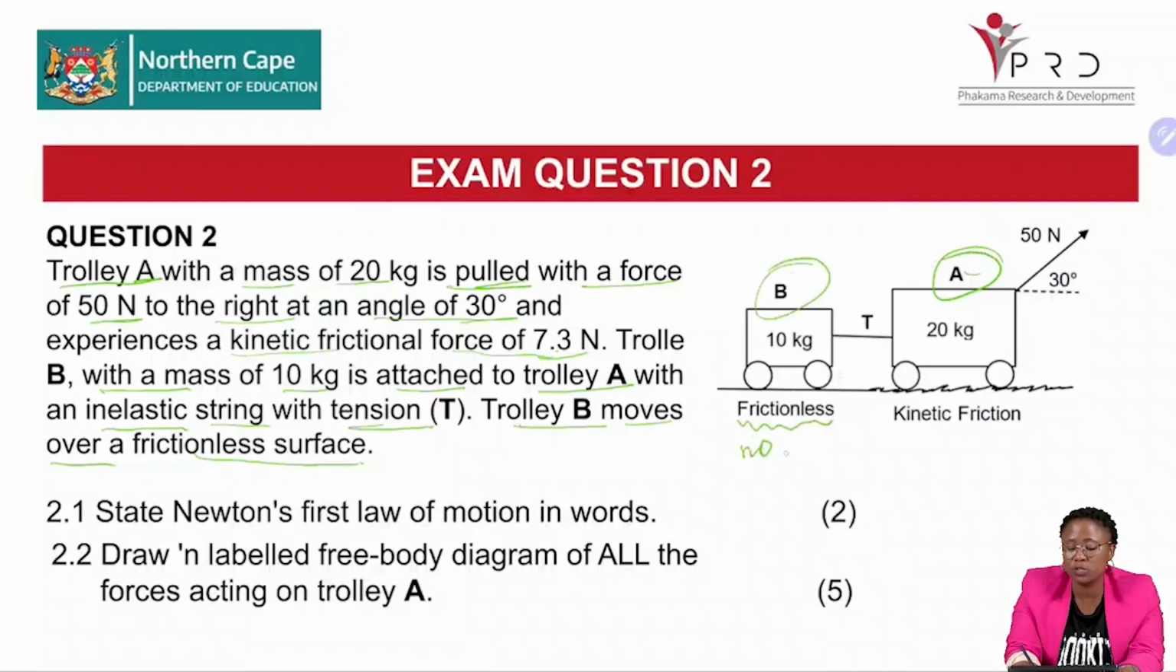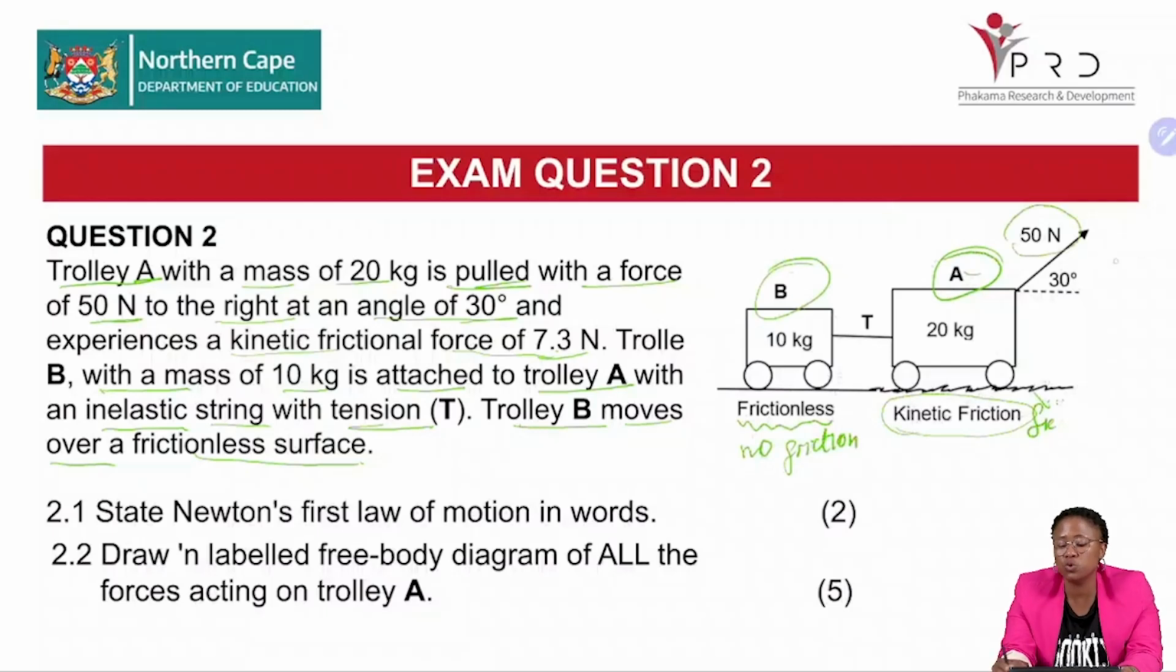Trolley B is at a frictionless surface. This means that there is no friction. Remember, there's no friction. Keyword. When you see kinetic friction force, that means here we do have what? Friction. Okay, we have the FK over there. Very much important to remember. Then you have force of 50 newtons acting at an angle of 30 degrees.